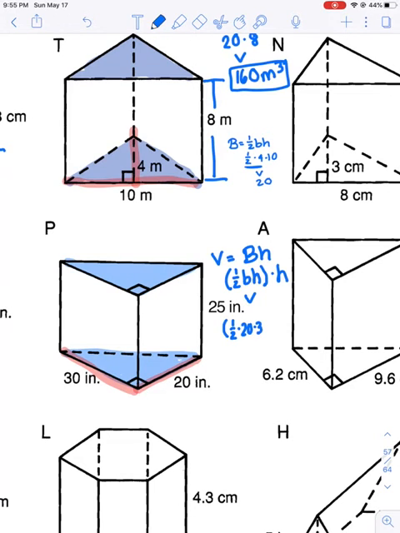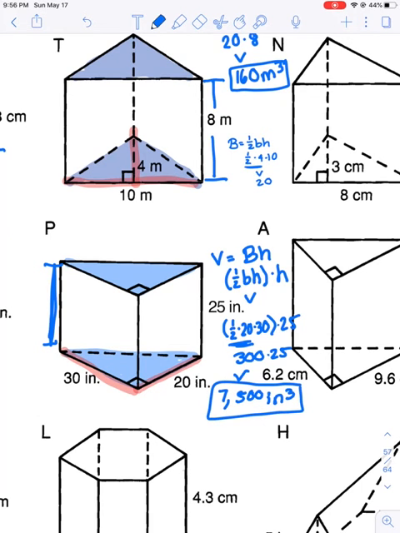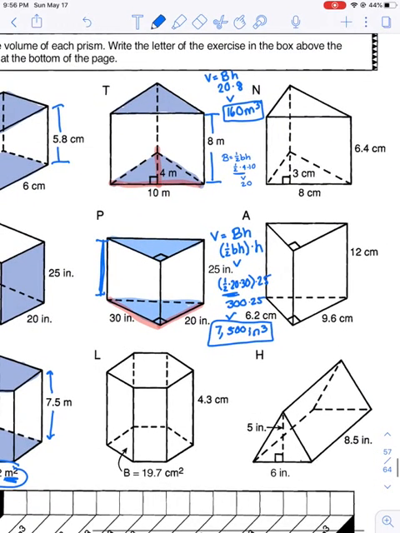So 1/2 times 20 times 30. And then I have to multiply it by how far apart those two bases are. And that's 25. So times 25. All right, starting with my 1/2 times base times height. 1/2 of 20 is 10. Times 30 is 300. Times 25 is 7,500. And then your unit should be inches cubed. Okay. Pause the video and give L a try, please.